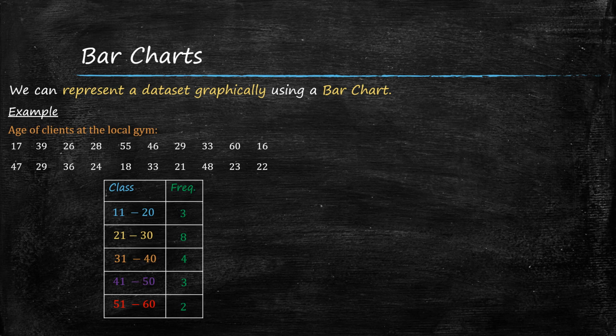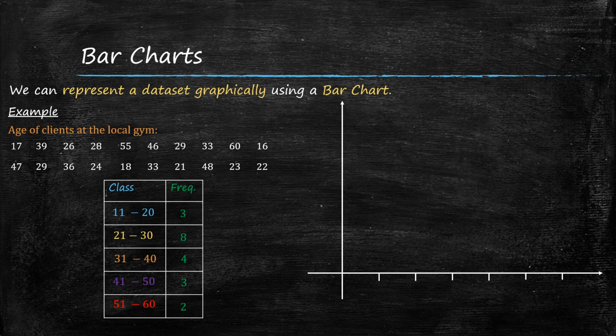So we have our frequency table, which has our age classes and it has our frequency counts, and now we want to represent this information in a bar chart. So we draw on our X and Y axis for our graph, and on the X-axis we're going to plot the age classes, and on the Y-axis we're going to plot the number of clients.